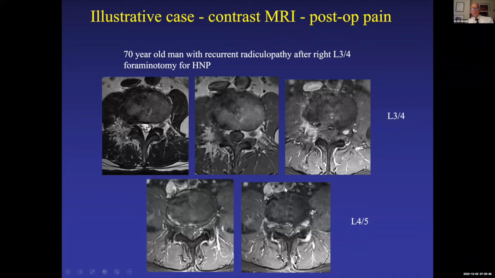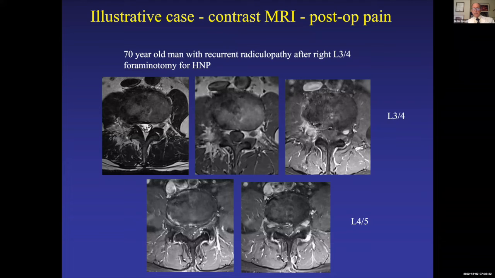You see T2 axial left, T1 pre-contrast mid right, and T1 post-contrast top right at L3-4. On the bottom, you see post-contrast T1 images only at L4-5. So we can see at L3-4 that there's disruption of fat around that right L3 root and around the annulus. And the post-contrast scan shows extensive enhancement around that root. This is post-operative scar. There's no negative defect to suggest that there's a new disc herniation in that area.